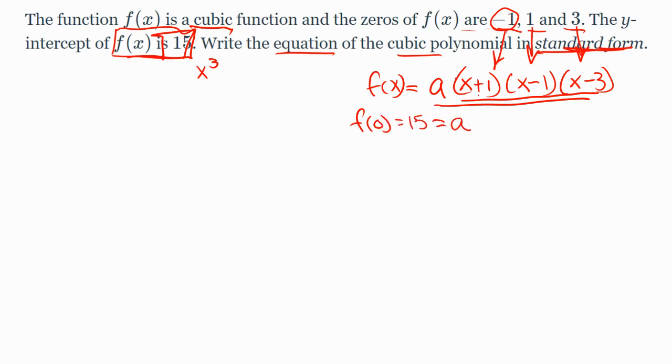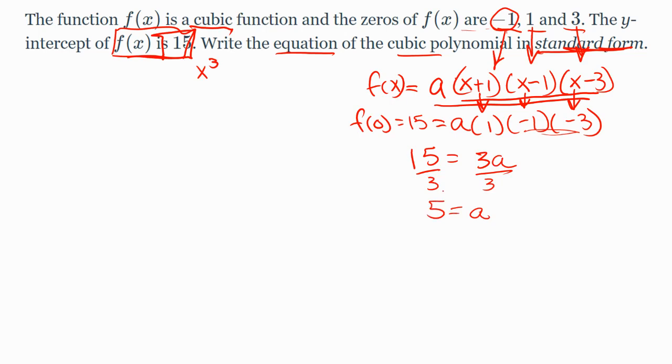a. Well, if I plug in zeros for all these, it's going to be 1 times -1 times -3, which means that 15 is equal to, this is positive 3a, which means my a value, if I divide 3 from both sides, is 5. All right, so I have the a value. That's going to go right here. So I have my function.